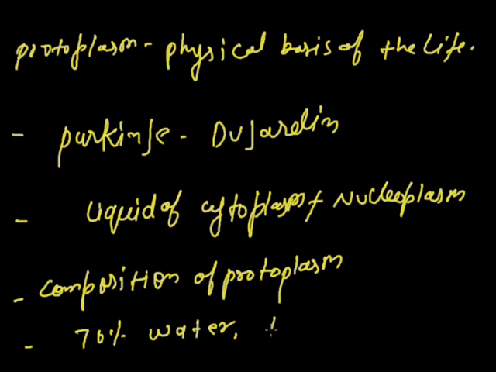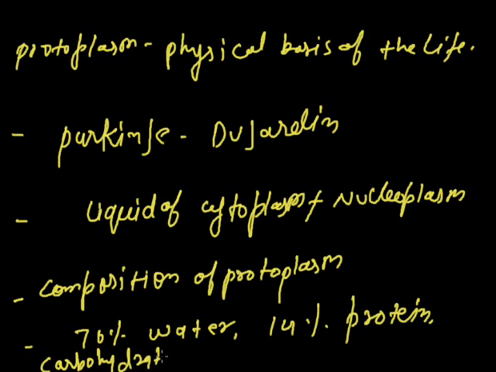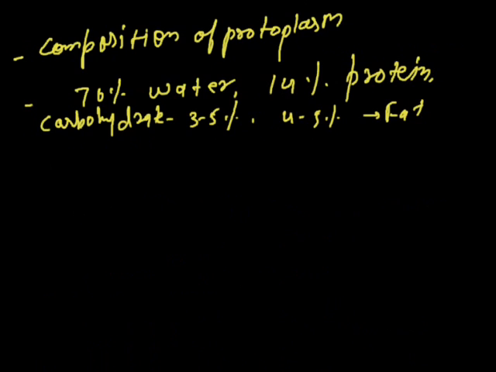In this organic part, 14% is near about protein. The rest are others like carbohydrate and fat. Carbohydrate will form 3 to 5% of protoplasm. Fat will form 4 to 5% of protoplasm, and the rest is salt.